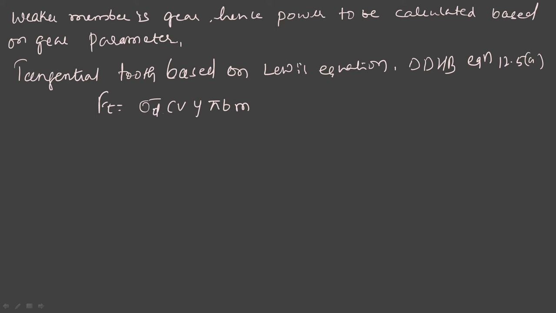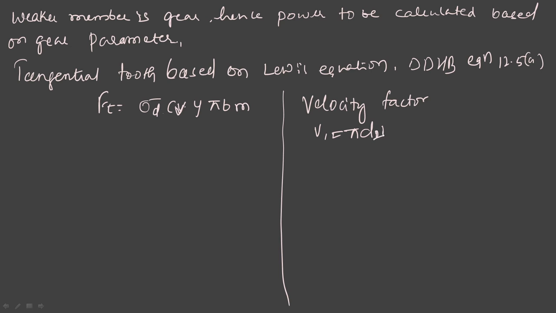In this, sigma d is known, Y is already noted, pi is known, b is given, m is given. The unknown parameter here is Cv. Let us find out the velocity factor. To find the velocity factor, you need the velocity. So you need to find out d2 here. d2 equal to what? It is the pitch circle diameter of the gear.